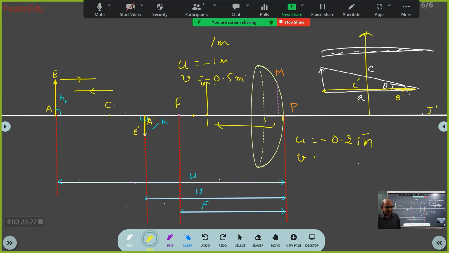Plus or minus? Plus. v is plus. What is v equal to? Plus 0.25. Louder, man.